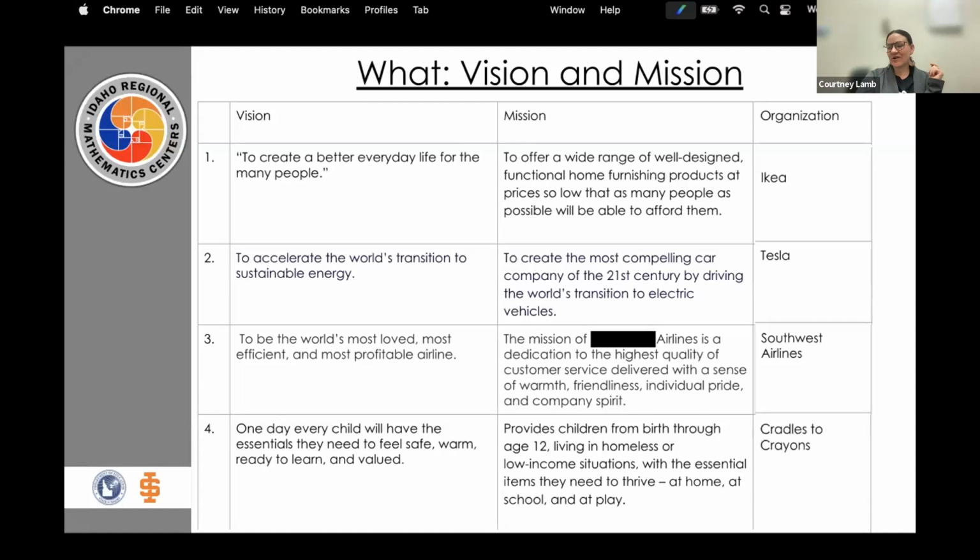So this is called Cradles to Crayons. The reason I included this one is because it didn't really matter the organization, just based on their vision and mission, I knew a ton about this organization. I really liked their mission too. I know everything I kind of need to know about it.